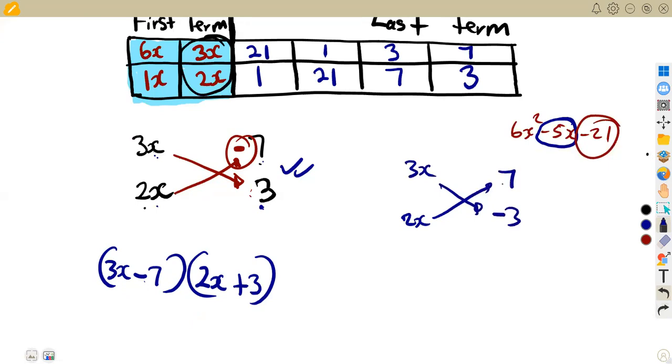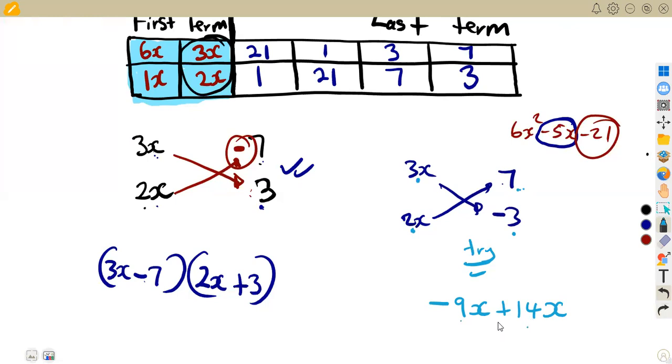Let us try this one, okay? Because it's a trial and error, guys. Let's try this one. Okay, let's multiply 3x times minus 3. It gives us minus 9x. 2x times 7. If you multiply 2 times 7, it's what? It's 14x with this x. Okay, let's add. Minus 9 plus 14.